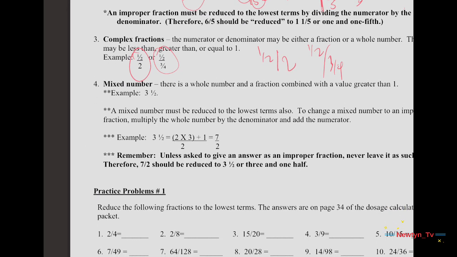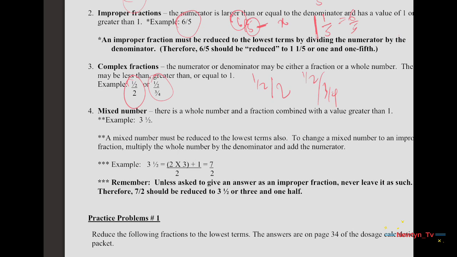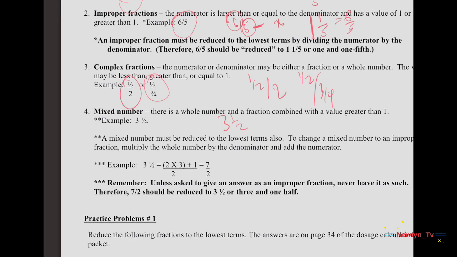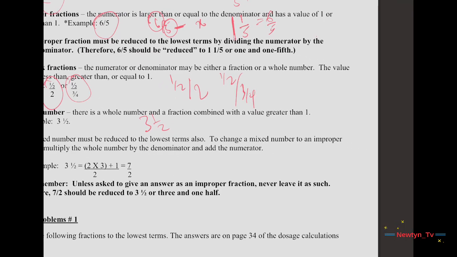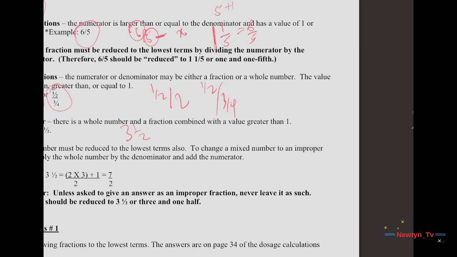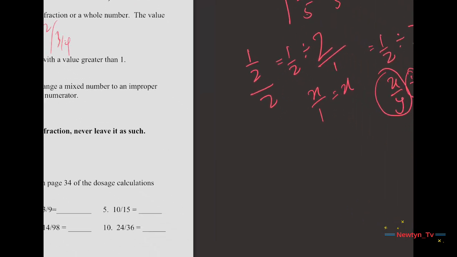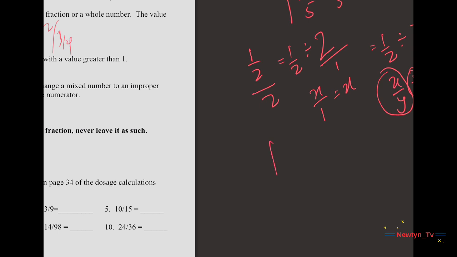Now let's go to mixed fractions. A mixed fraction has a whole number and a fraction combined, with a value greater than 1. An example is 3 and 1 on 2. This is a mixed fraction. Now remember when we talked about improper fractions, where we can change an improper fraction to become a whole number and a proper fraction like 1 on 2. This is called a mixed fraction.